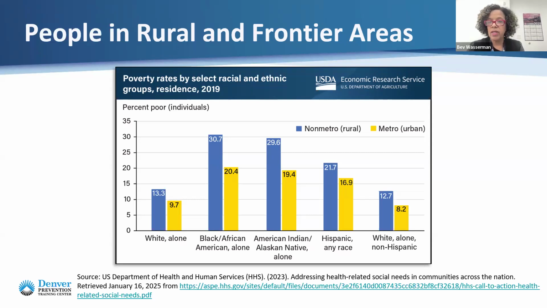If we know these individuals and these populations are more likely to experience housing or economic instability, then we can incorporate assessing for unmet HRSNs for patients who come from these communities.